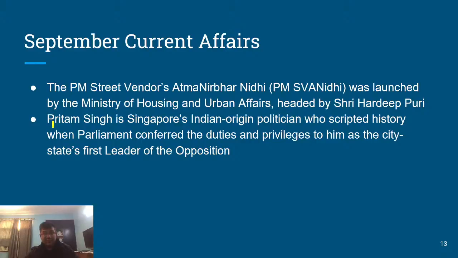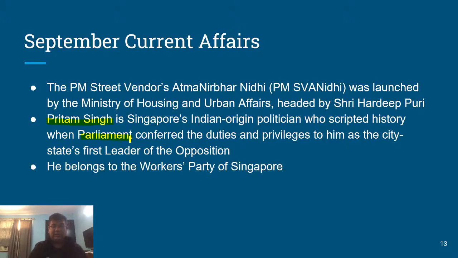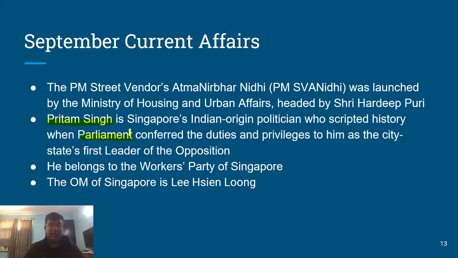So he has actually scripted history by becoming the first ever leader of the opposition, officially elected and officially designated that term, in the parliament in Singapore. Singapore follows a similar parliamentary democracy, just like India. He belongs to the Workers' Party of Singapore, and his leader of opposition position was conferred by the parliament. It was declared by the prime minister, Mr. Lee Hsien Loong, the Prime Minister of Singapore.